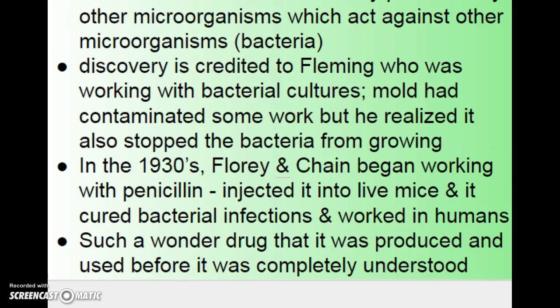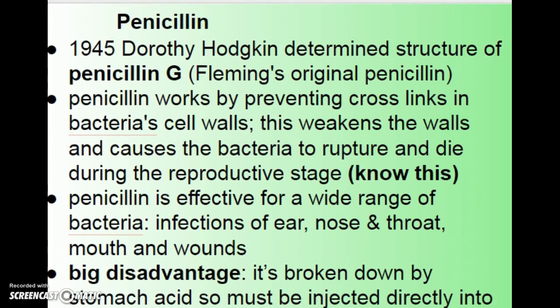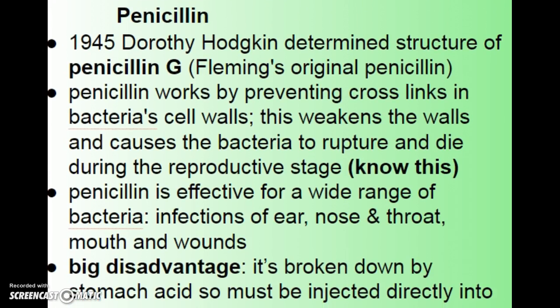So in 1945, several years later, finally, a woman named Dorothy Hodgkin determined the structure of what's known as penicillin G, and that's the original penicillin that Fleming had found in his studies. And what they found is that penicillin works by preventing crosslinks in a bacteria's cell walls, so it's going to weaken the walls, and the bacteria is going to rupture and die during the reproductive stage when it needs to have that extra strength there. And that's something important to understand, how penicillin works by disrupting the cell walls so it ruptures when it's trying to reproduce.